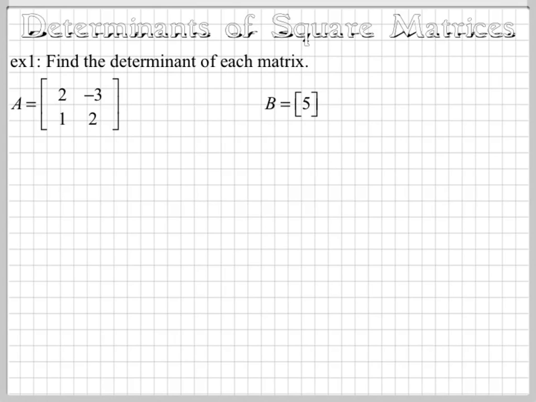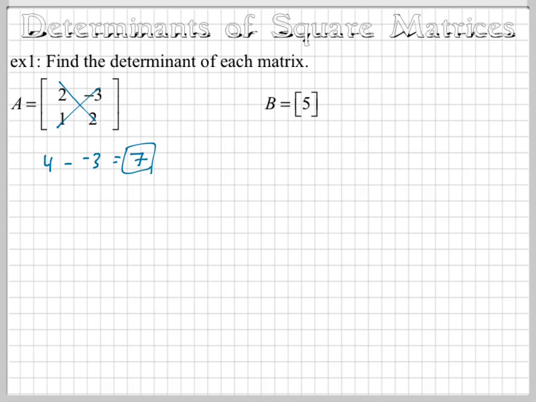I look at it like an X. I go this way, then I go this way. Okay, so 2 times 2 is 4. And then you subtract negative 3 times 1, which is negative 3. What does that equal? 7. This is your determinant. Let's slow down for a second.